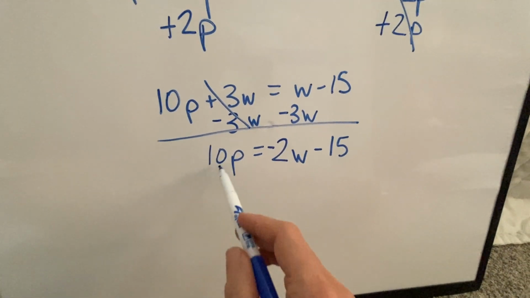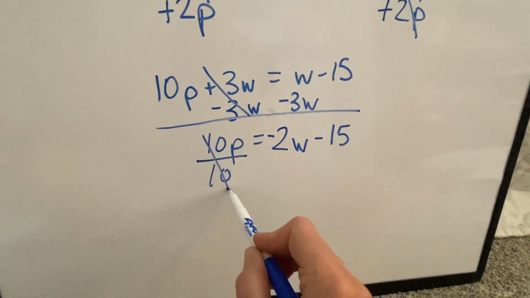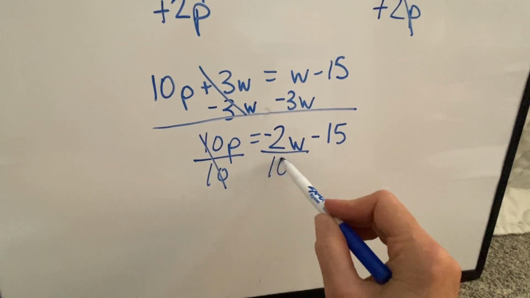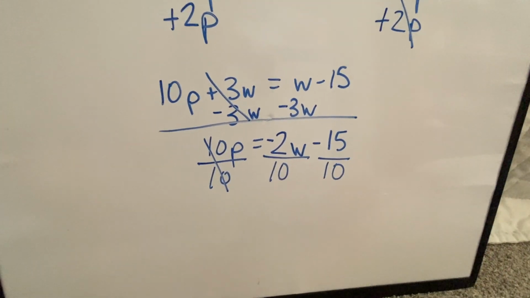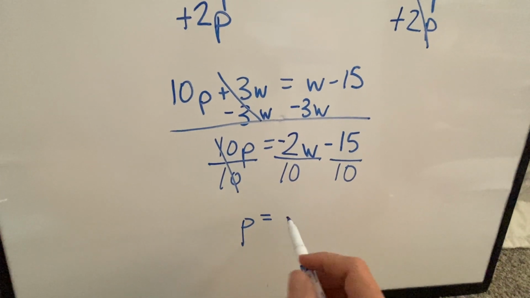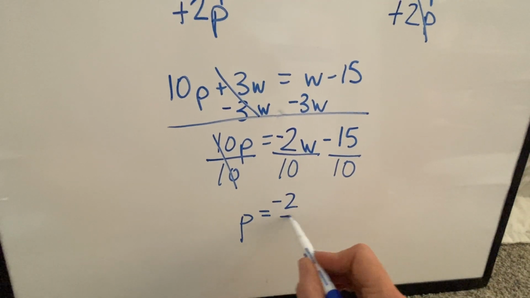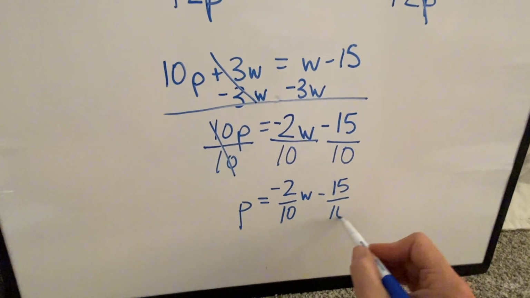Now we want to get rid of this 10 times p by dividing both sides by 10. I'm just going to do this instead of doing it all over the same. So p equals negative 2 tenths w minus 15 tenths.